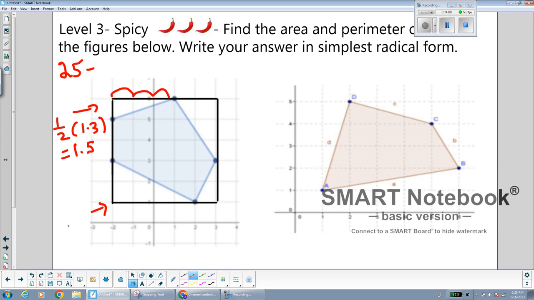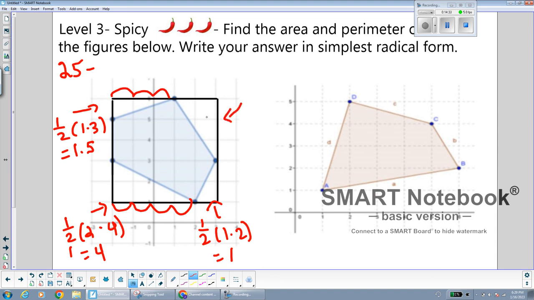Okay, this triangle over here, that's half of 1, 2 is the height. The base is 1, 2, 3, 4. So half of 8 is 4. This triangle over here is half of 1 times 2. So that's half of 2, and half of 2 is just 1. And finally, this last right triangle over here, that is half of 2 times 3. 1, 2, 3. So that's half of 6, which is just 3.